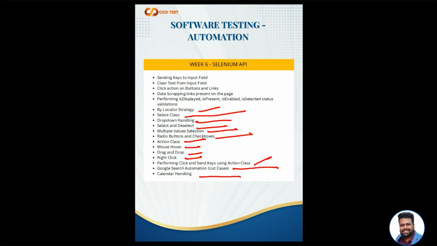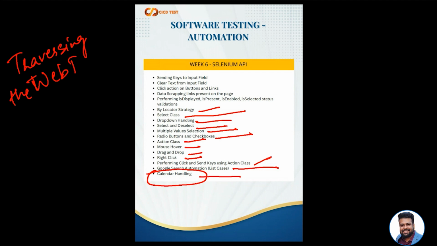Then calendar handling. Guys, this word has created a lot of buzz in the market, but calendar handling is basically traversing the table, the web table, I should say. Now, what is a web table? Right now, the Cricket World Cup is running, right? It is happening in India.